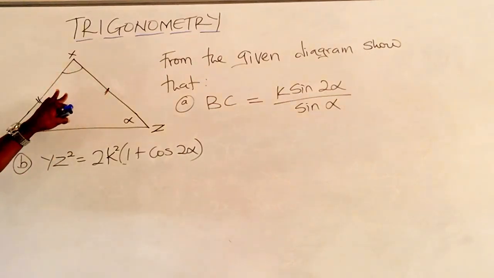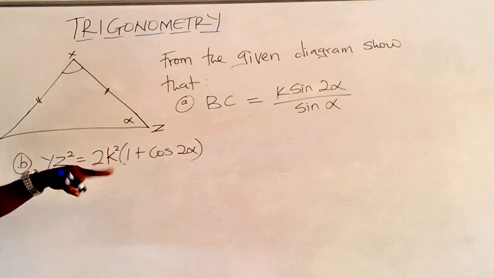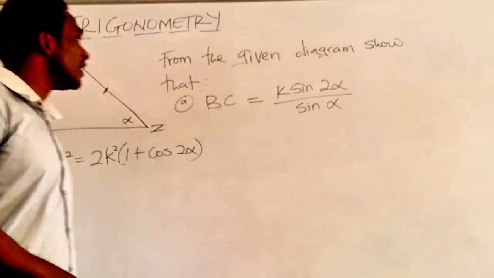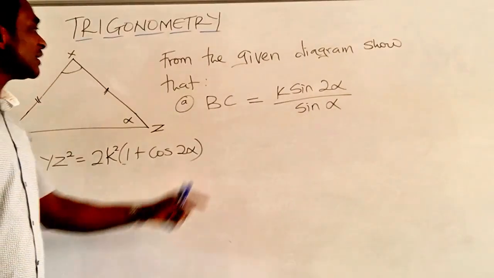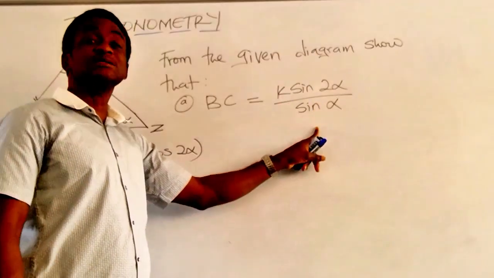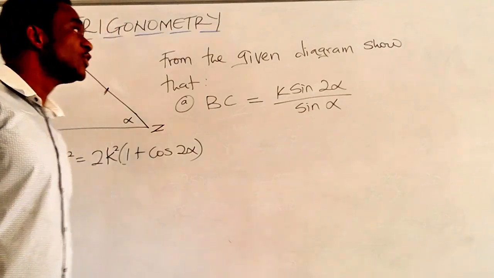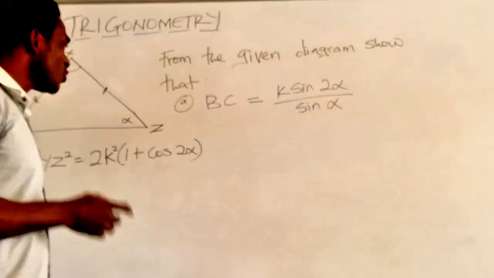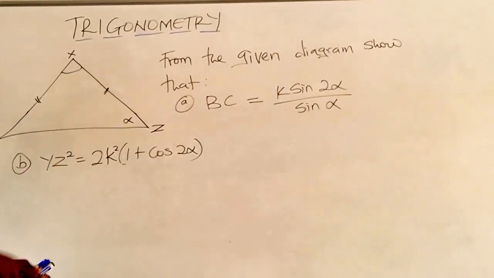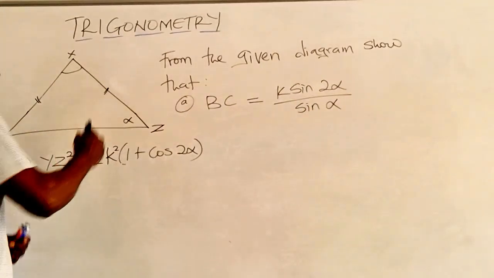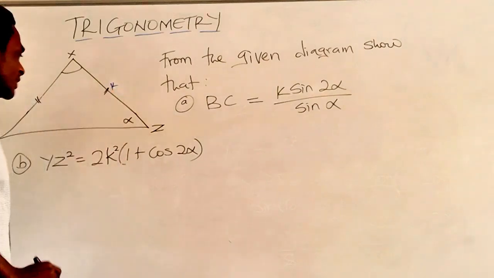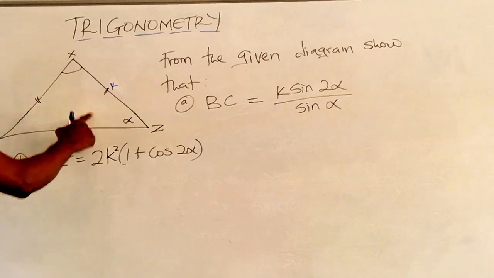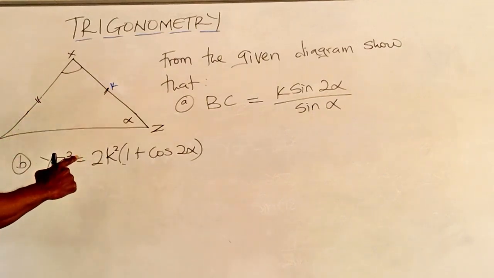They say from the given diagram, show that BC is equal to k sine 2 alpha over sine of alpha. Now we ask ourselves, how can we get sine and sine in the denominator and in the numerator? We know that we can only have double sine if we are using sine rule. But first things first, we fill out our triangle.